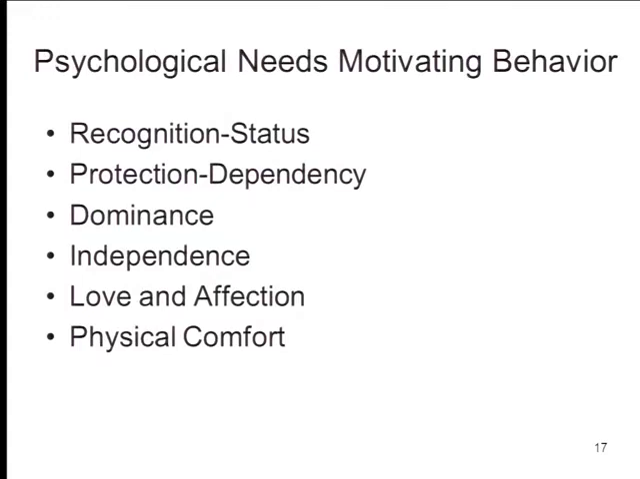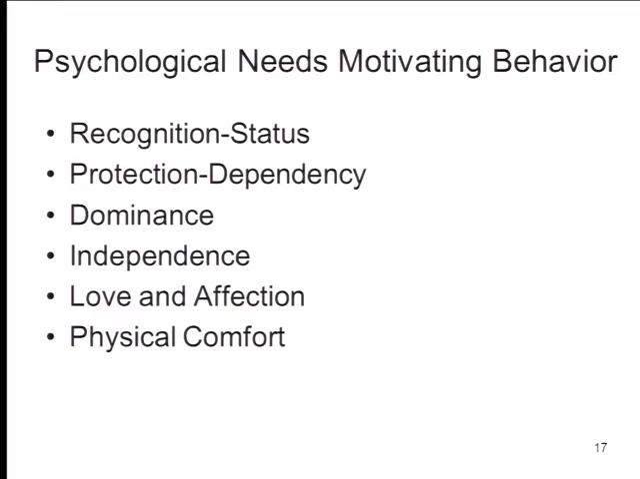Rotter, remember, combined Hull's emphasis on drives, on motivation, with Tolman's emphasis on expectancies or beliefs, and he postulated a whole bunch of psychological needs that he thought served as a basis for reinforcement. That is, reinforcing events basically satisfied one or another of these expressly social needs, one for recognition and for status, another one for protection and dependency on others. He argued we had a need to dominate other people, also a need to be independent of other people, needs for love and affection, needs for physical comfort.